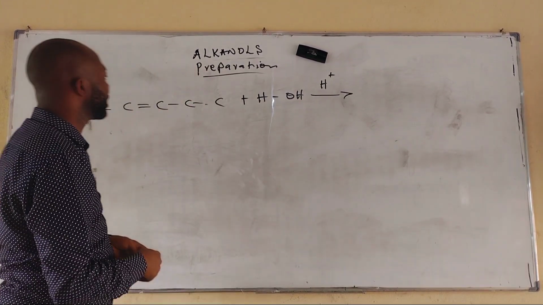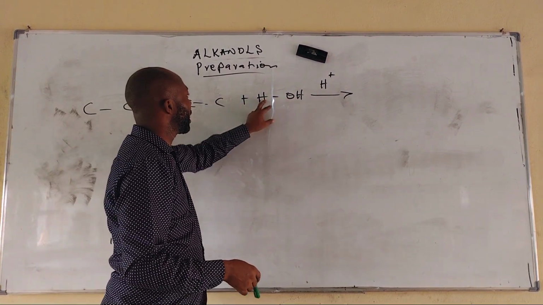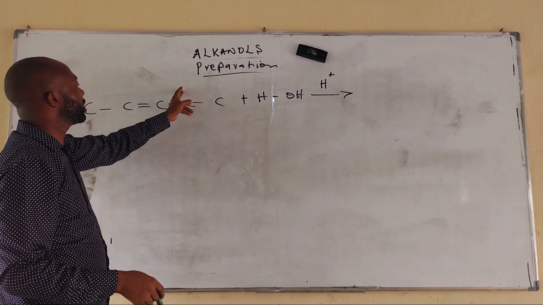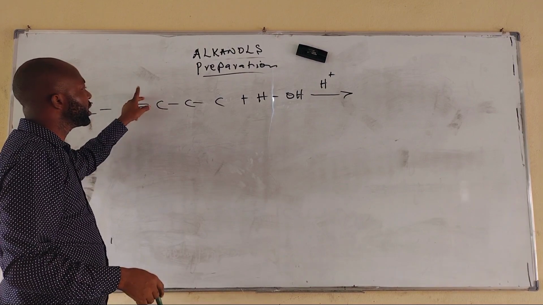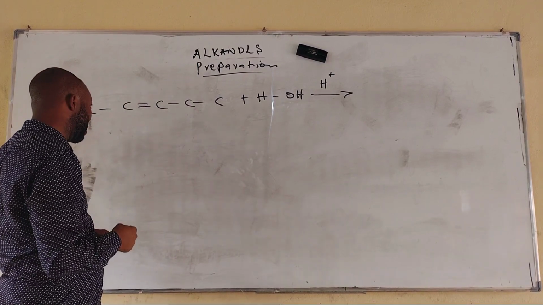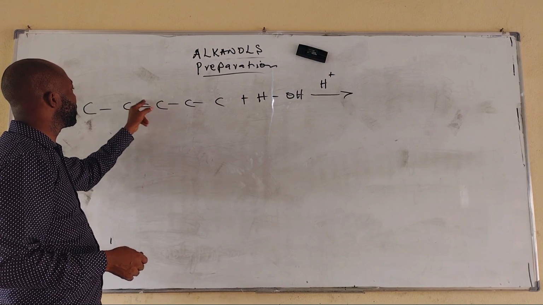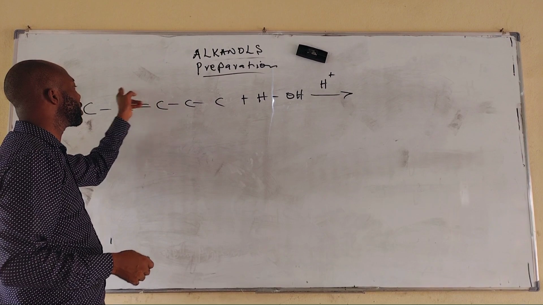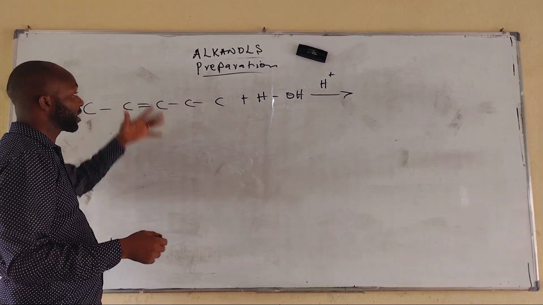Okay, like I was saying earlier on, this OH and hydrogen will come into this, but not anywhere. You can't put it here. It has to come to where the double bond is. That is where it will come directly. And it depends on the movement of the bond. If it moves to this side, this becomes negatively charged. The OH will come to the positive and the hydrogen will come to the negative, as the case may be.